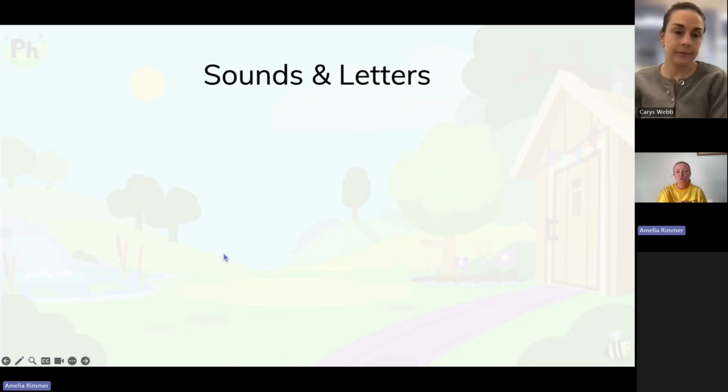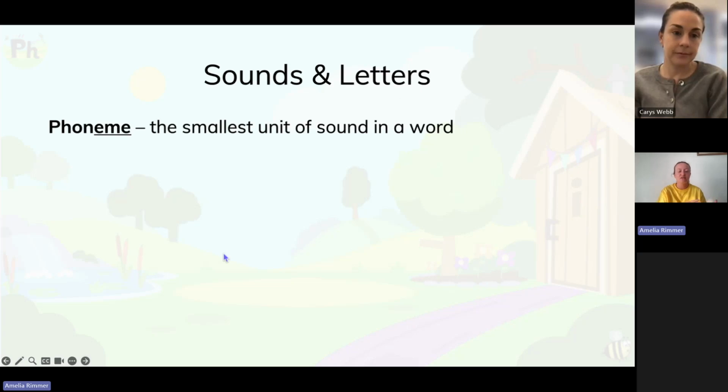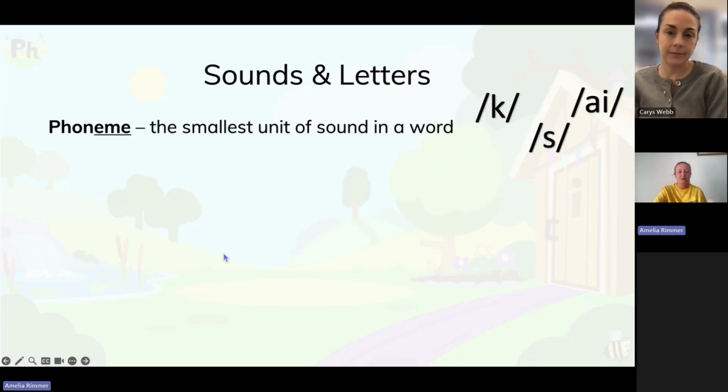So we'll start with sounds and letters. Phonemes are the smallest units of sound in a word. So some examples here, I've got k, a, s. These are examples of phonemes. They're little bits of sound that I might find in a word. If I look at the word sound, I've got 4 phonemes in it. S, ow, n, d.